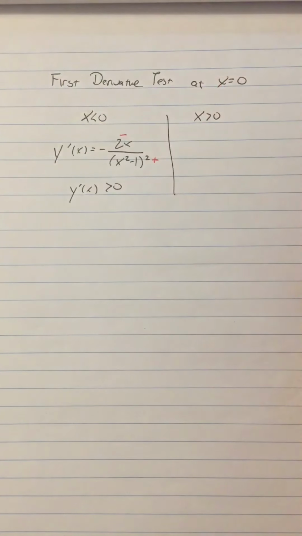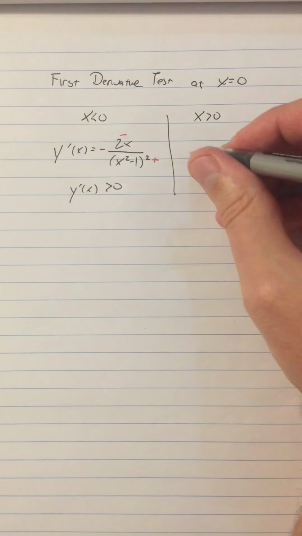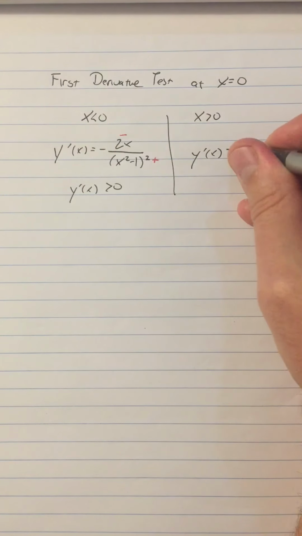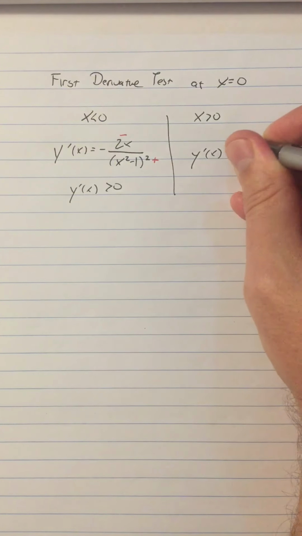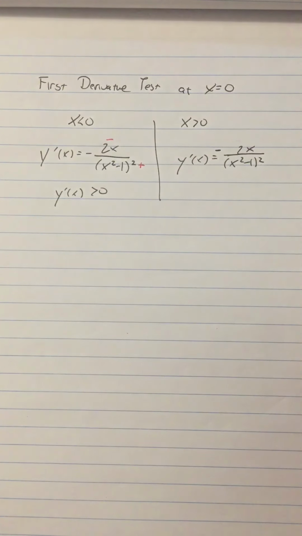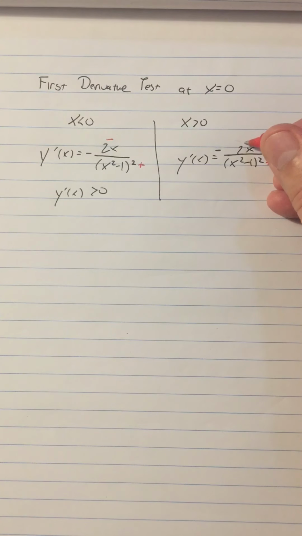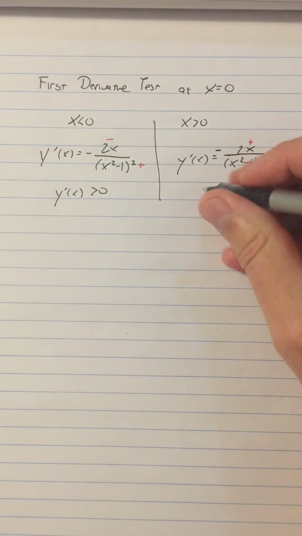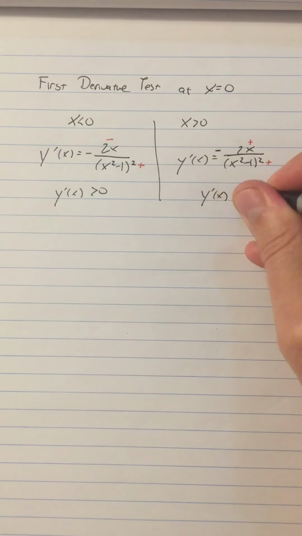What about when x is greater than 0? Well, if x is greater than 0, your y prime of x is still equal to negative 2x over x squared minus 1 squared. Let's make sure my negative didn't get absorbed into my vinculum. That's what that's called, a vinculum, the line in the fraction. So you can do a similar analysis. The x squared minus 1 squared is always positive. The numerator, x is positive, so we've got negative, positive, positive, so y prime of x is less than 0.